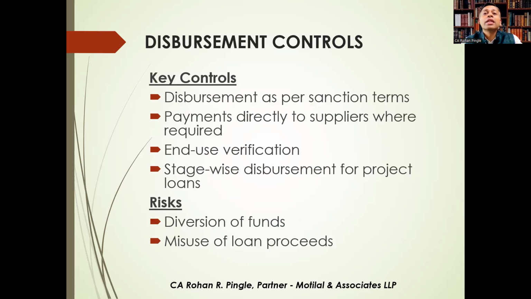Next, let's understand disbursement controls. Loan disbursement must strictly follow sanction terms and conditions. For example, machinery loans should be paid directly to the supplier only, not routed through the borrower's account. Housing loans should be disbursed stage-wise based on construction progress, and that too directly to the builder or the developer and not to the personal account of the borrower. The auditor must verify the bank statements, invoices, and payment trails too.